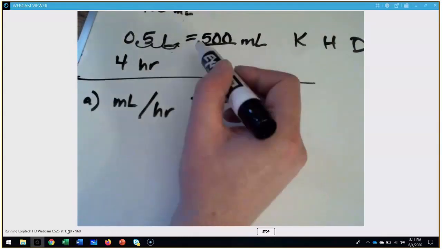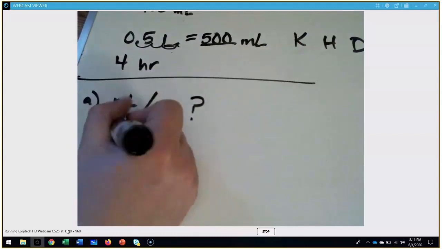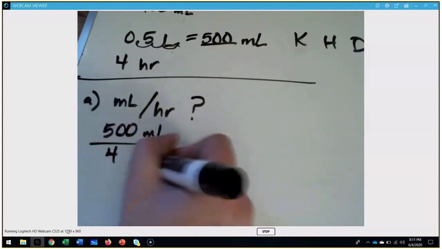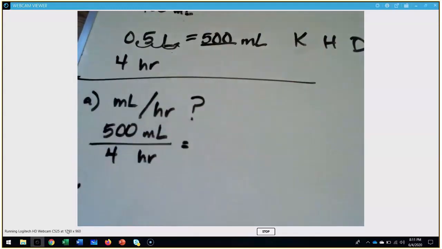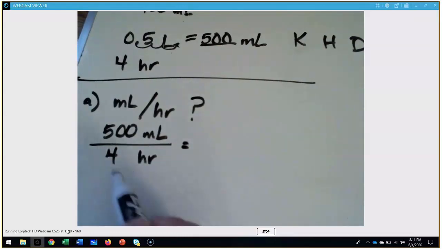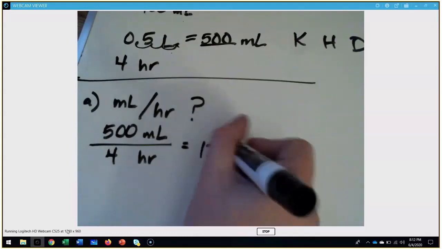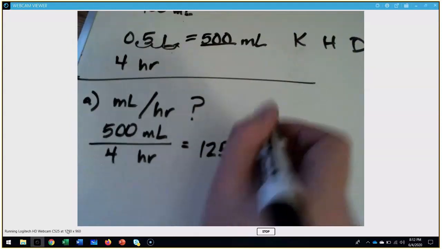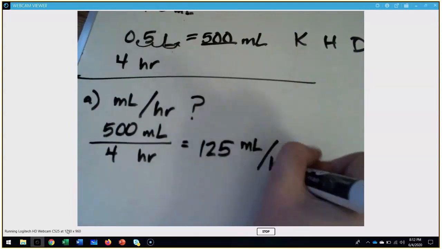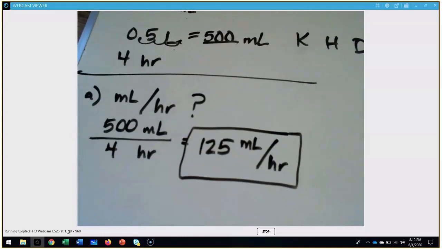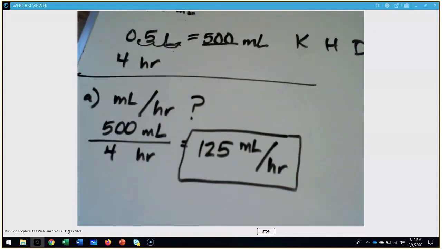Okay, so for a flow rate, it would be 500 milliliters given over 4 hours. And if I divide it through, it's basically creating a unit rate, like the better deal type of questions. 500 divided by 4 would give me a unit rate of 125 milliliters per hour, per 1 hour. So there's part A. Any questions about that one?